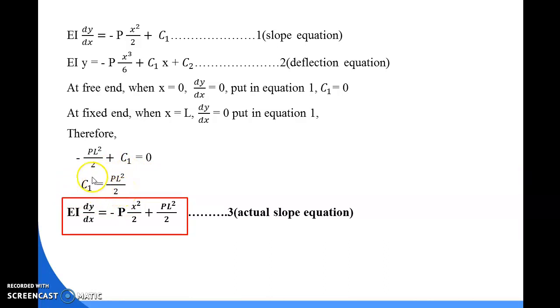Now we can put this C1 value in equation 1. Hence we get EI dy by dx is equal to minus P x square by 2 plus PL square by 2. This is the actual slope equation for the cantilever beam with a point load at the free end. So today this much.